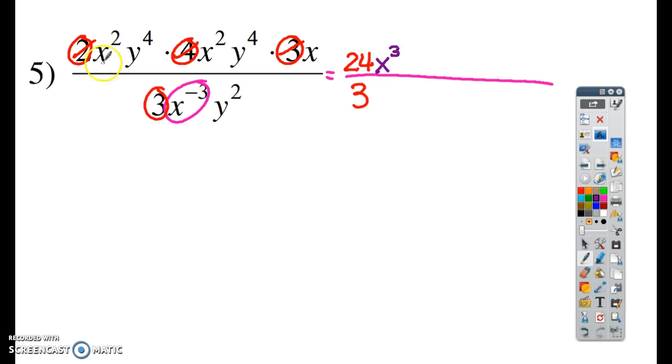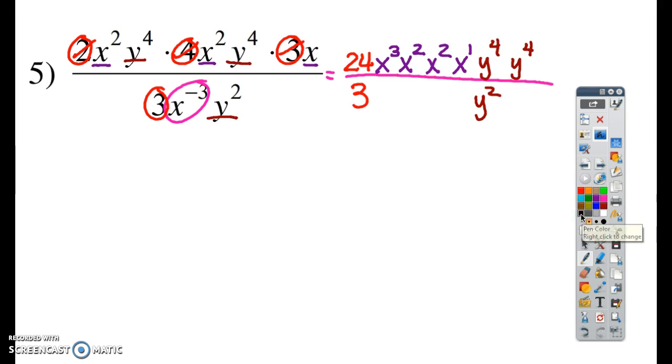Then you also have this x squared. Then you have this other x squared. And you also have this x by itself. So how many x's do you have? You have 3. 2 more is 5. 2 more is 7. And 1 more is 8. So you have 8 x's at the top. The y's, you have 4 y's here, 4 y's here. So I would put y to the 4th power, y to the 4th power, and then you have y squared at the bottom.